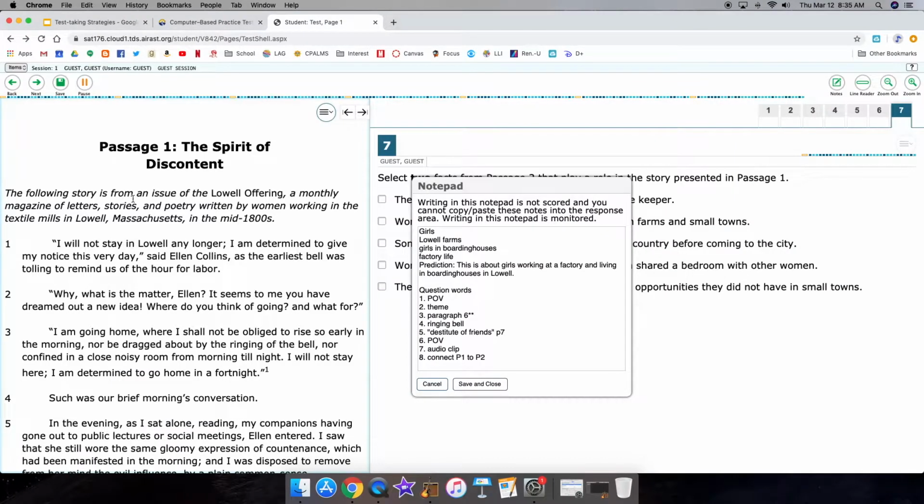The following story is from an issue of the Lowell Offering, a monthly magazine of letters, stories, and poetry written by women working in the textile mills in Lowell, Massachusetts in the mid-1800s.